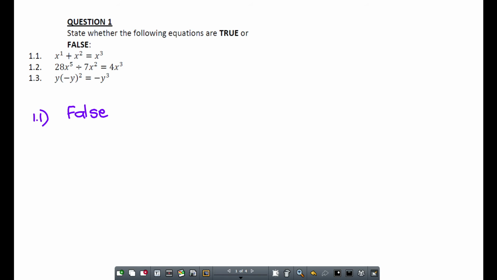But if they gave me x to the power of 1 times x to the power of 2, because the base is the same and we are multiplying, I can go and add my exponents. So then it would have been x to the power of 1 plus 2, and that is actually going to give me x to the power 3. So that's how they wanted to confuse you guys. Does everyone understand that part?